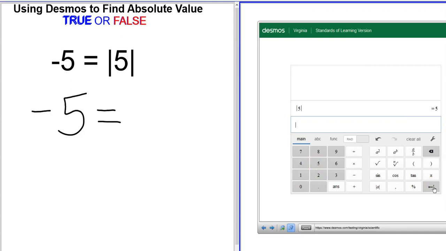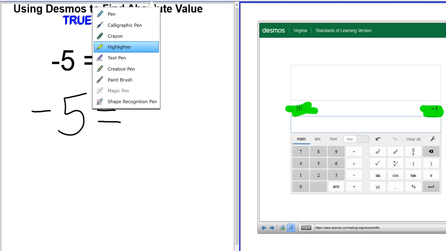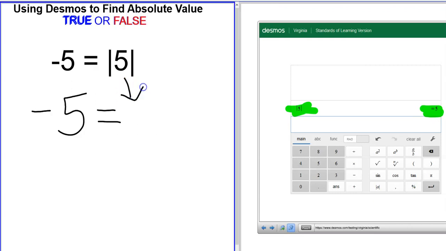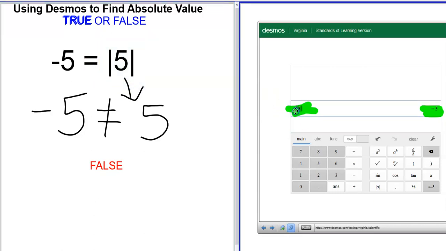And this tells me that the absolute value of 5 is actually equal to +5. So I'm going to record that. The absolute value of 5 is actually equal to +5. So if I'm determining whether this is a true statement or not, I can see that -5 is not equal to +5. So this is actually going to be a false statement. So even though the absolute value sign is on the right, I can still put that into my calculator, evaluate it, and figure out the answer to compare it to the other side of the statement.